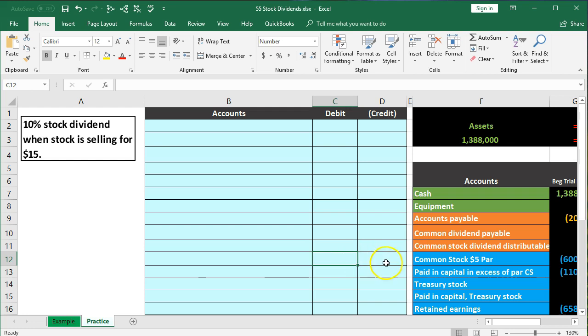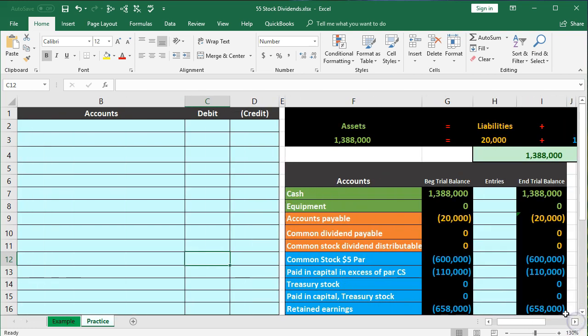Now, the first question we ask whenever we do a journal entry is: is cash affected? In this case, we're going to say no, cash is not affected because we're not going to pay cash. And even if we were, remember that first we have to basically declare the dividend before we pay it. So cash won't be affected. What we're really doing is giving away the retained earnings.